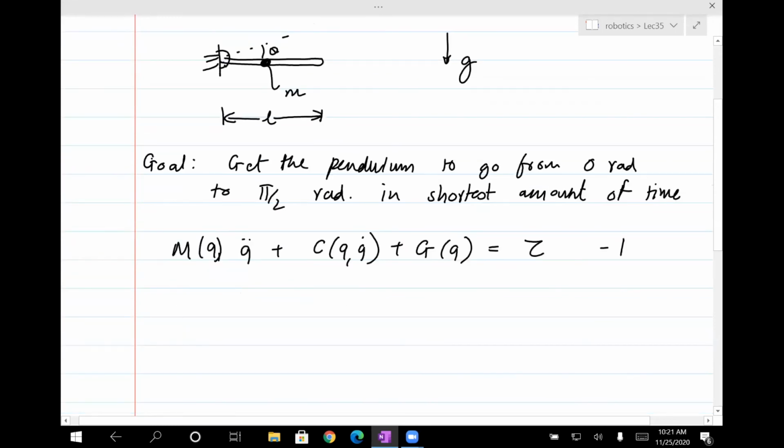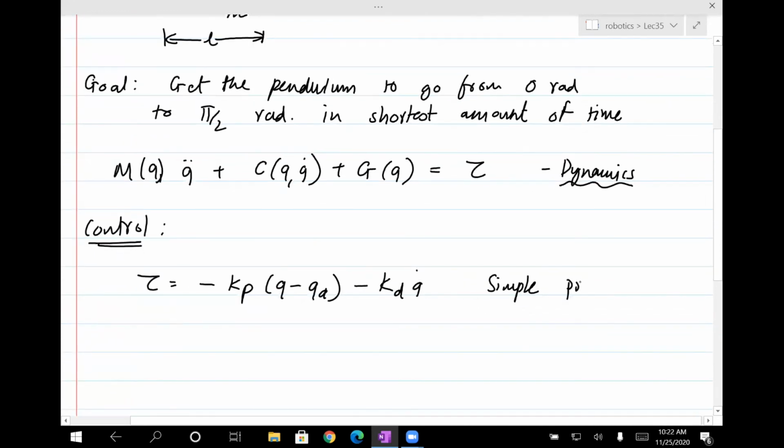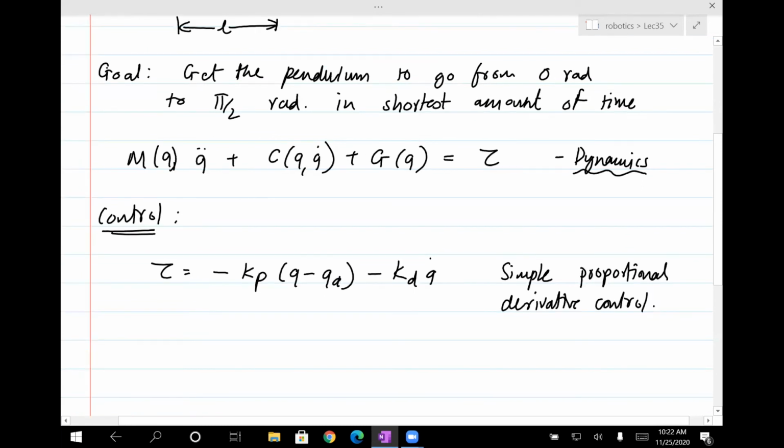So that's the dynamics. Now for the control, I'm going to show you the naive way of controlling this. The naive way is to put a torque which is Kp times (q minus q desired) minus Kd q dot. So this is a simple proportional derivative control, right? This is something which you've done in CoppeliaSim before.